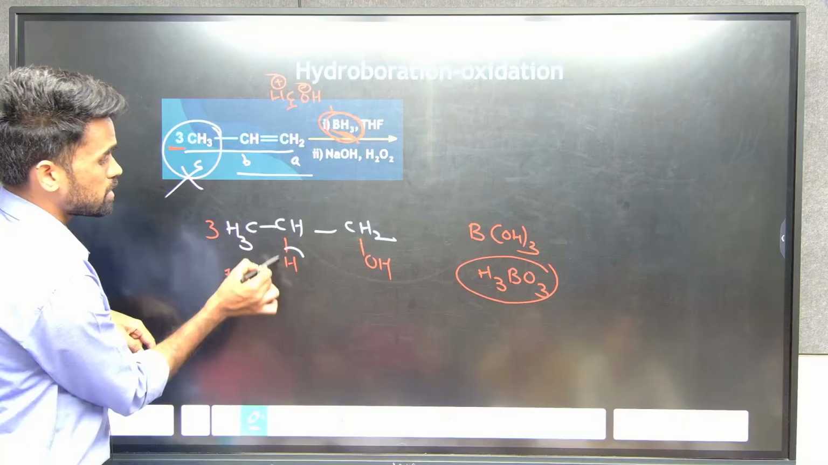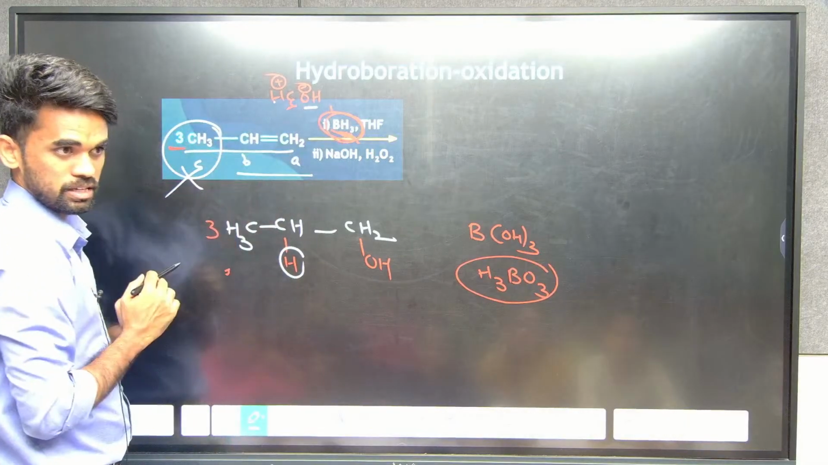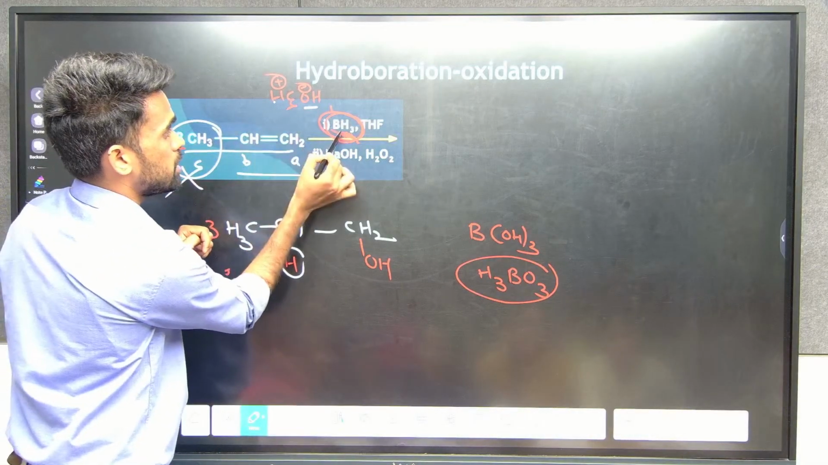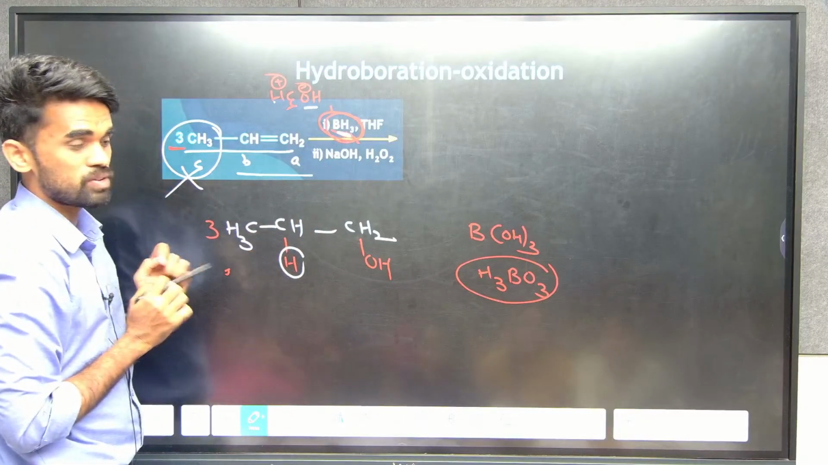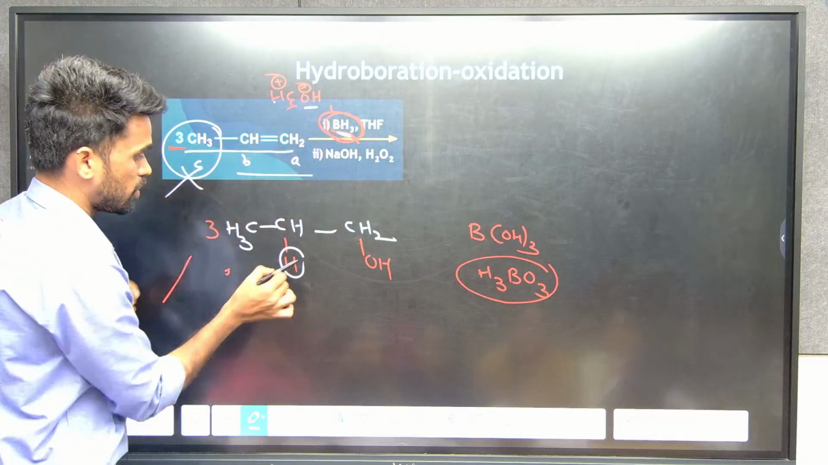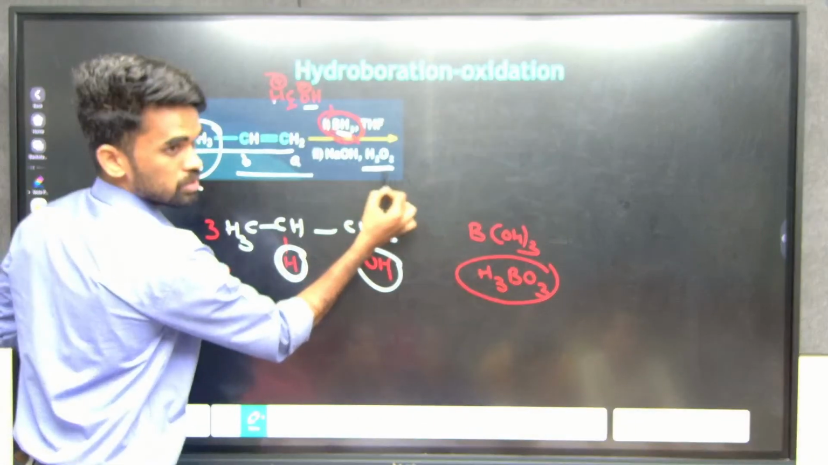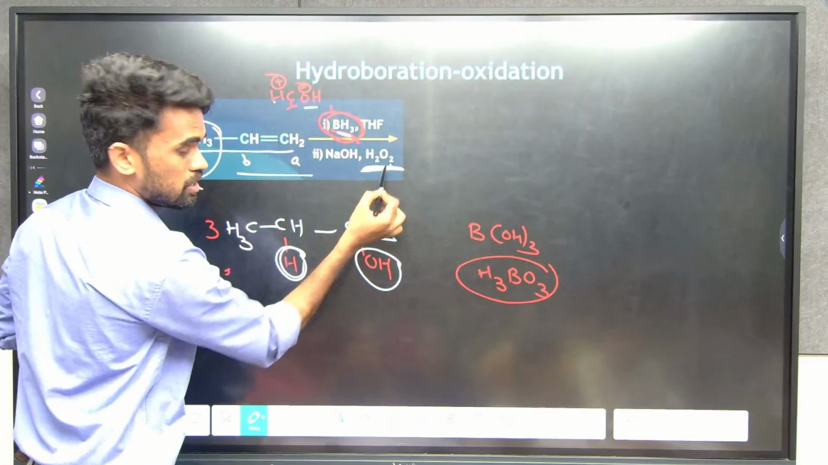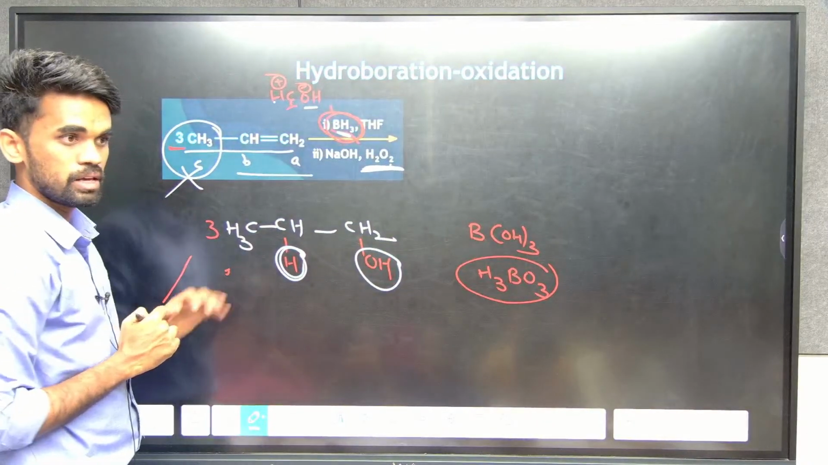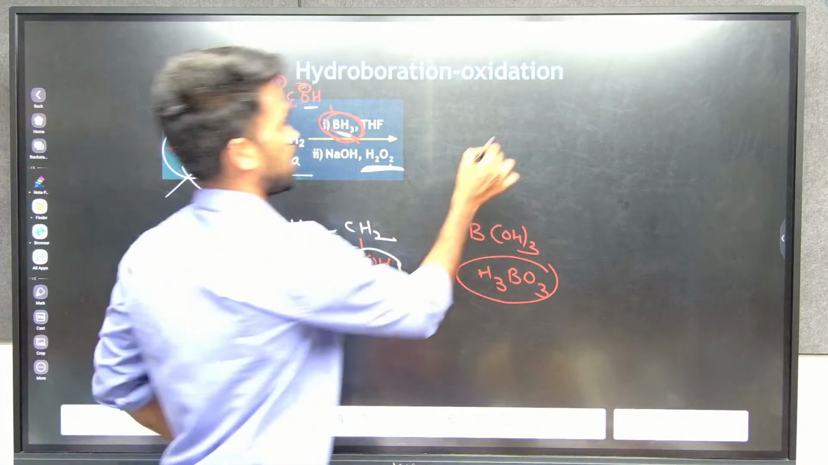Next one. This H I am adding, one H and OH, this H comes from diborane. From where does that H come? From the BH3 unit. This OH comes from H2O2, from there this oxygen will come. Clear, everyone? Okay.